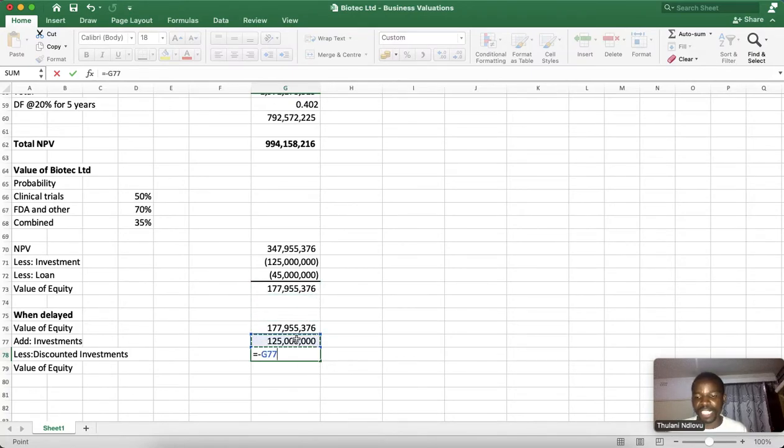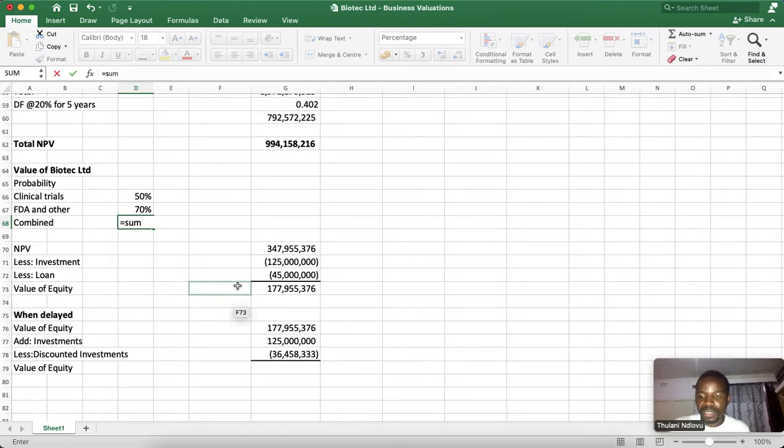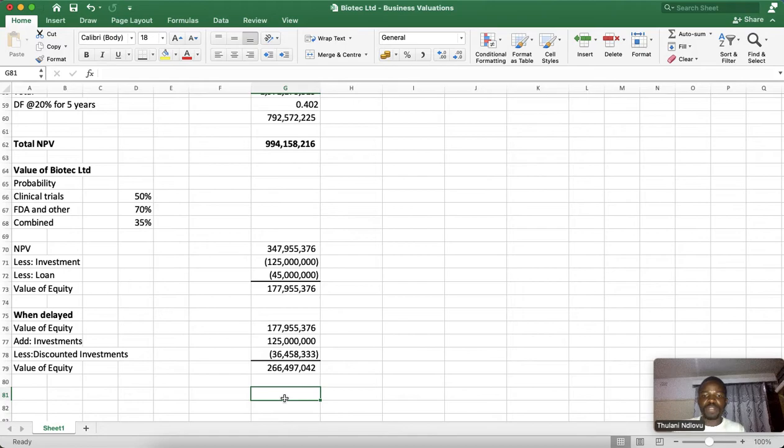So we'll say that figure multiplied by the combined probability divided, if it's in year 1, so it should be divided by 1.2 because the discount factor is 20%. Then we get that figure. If we sum that, we will get the value of equity if the investment is delayed.